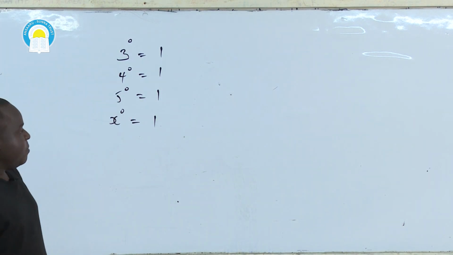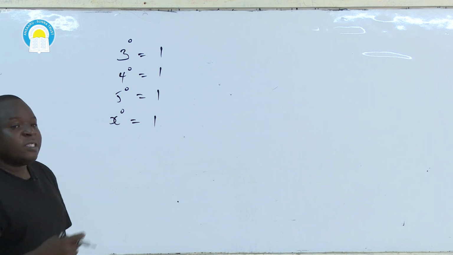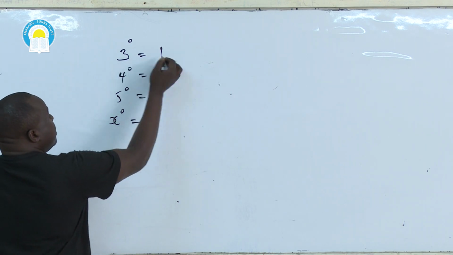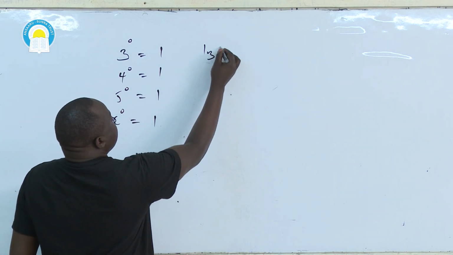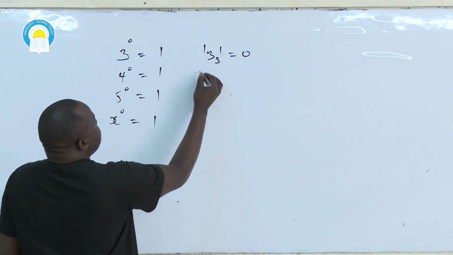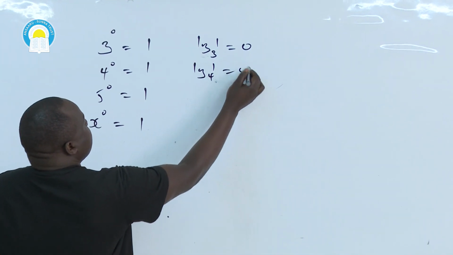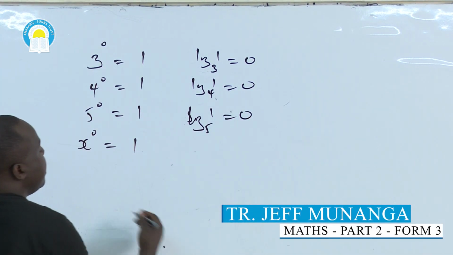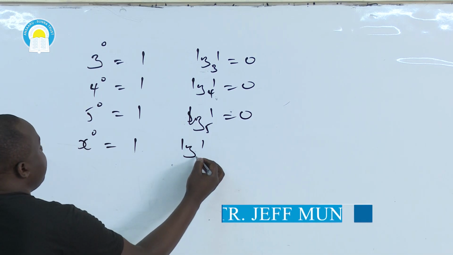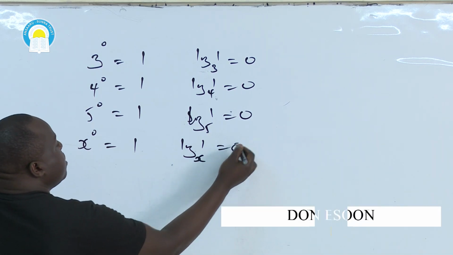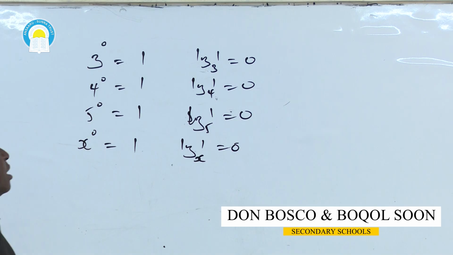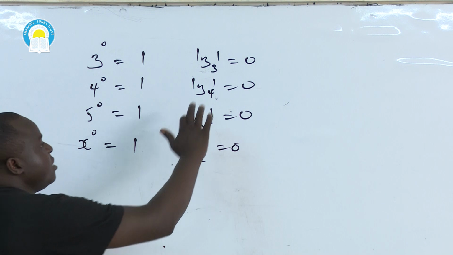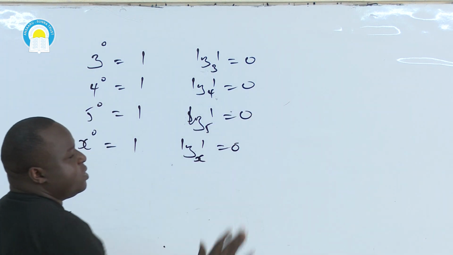Let's think about the same in terms of logs, because in the previous chapter, we learned how to change indices into logs. So this statement as logs should be log 1 base 3 equals 0. The next one, log 1 base 4 equals 0. Next one, log 1 base 5 equals 0. Next one, log 1 base x equals 0. Conclusion from this: log 1 to any base, the answer should always be 0.